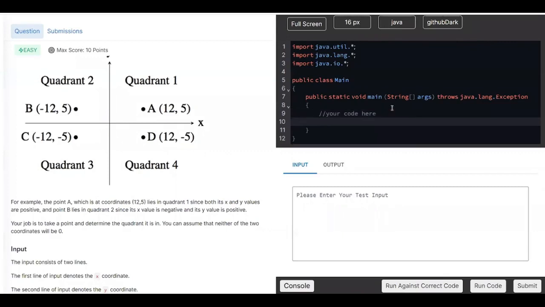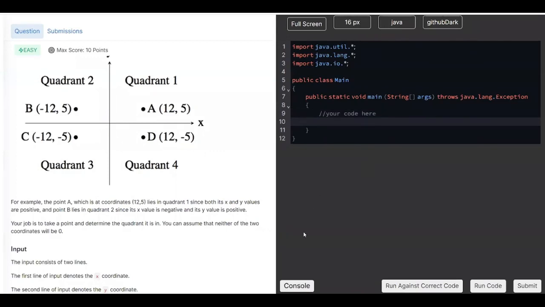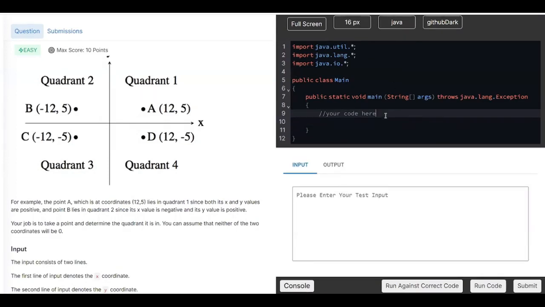So first of all, let's make a scanner. Scanner sc is equal to new Scanner(System.in). So I made a scanner object. Now guys, we have two lines of input. The first line is the x coordinate and the second line is the y coordinate.